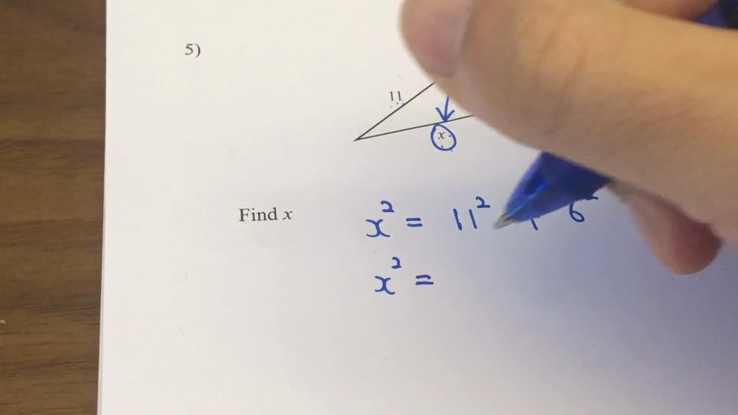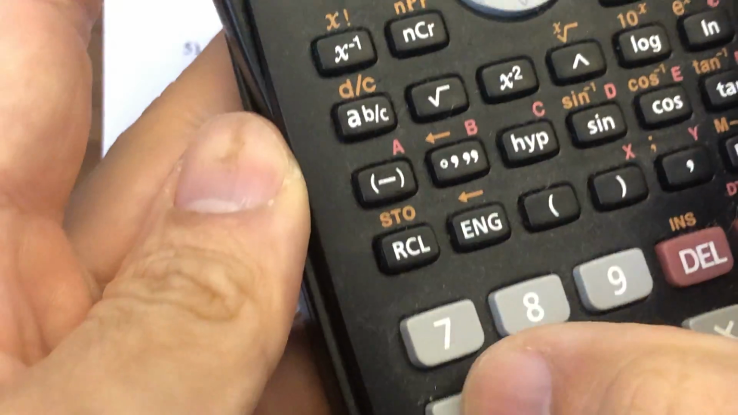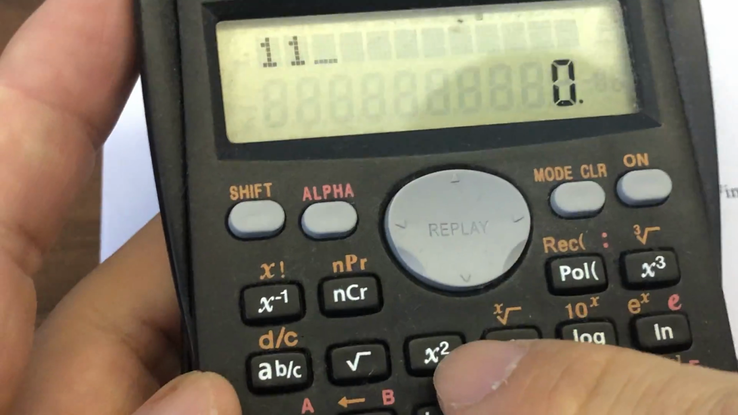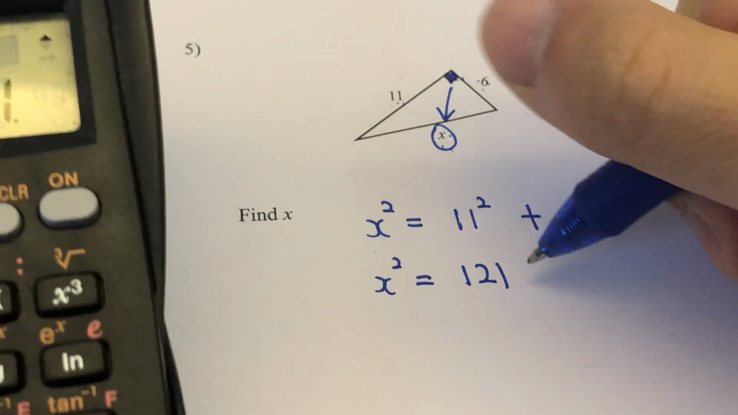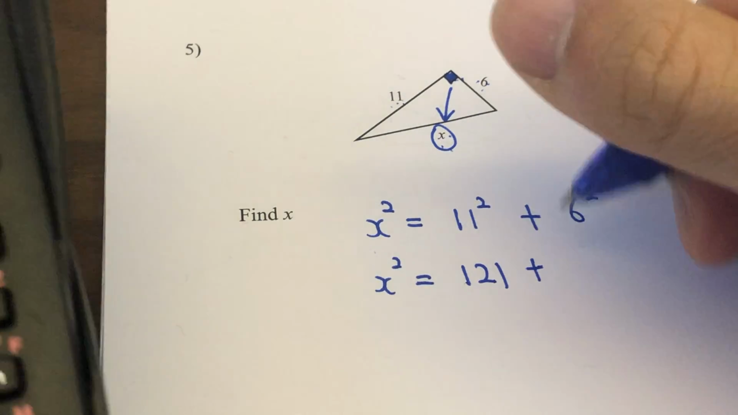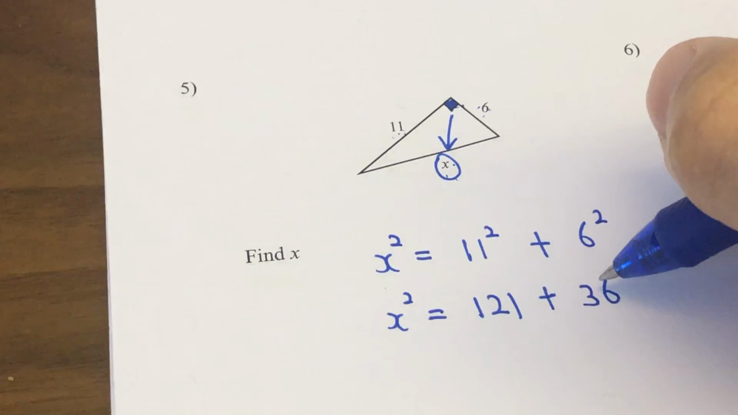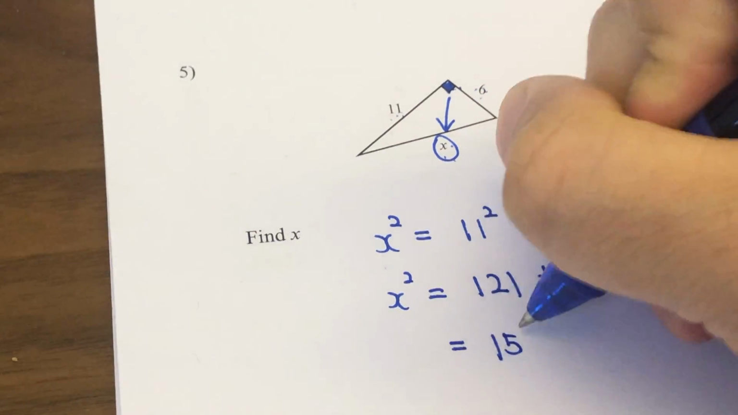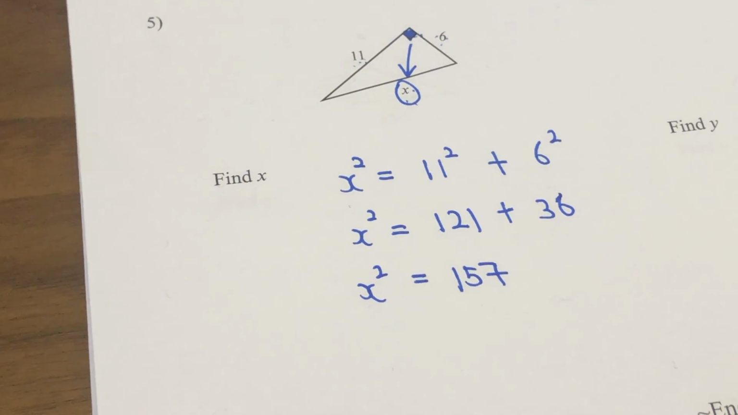11 squared is 121. You may use your calculator here, 11. And then there's a button here, square. So that we have 121. And then 6 squared, 36. So 121 plus 36 will become 157. So x squared is 157.